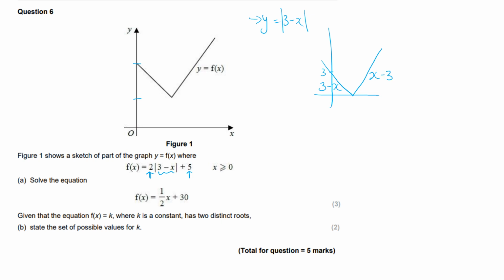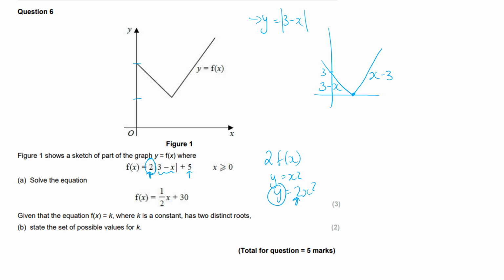Now what's happened is we've multiplied it by 2. So if you think when you've got 2 times a function, if you had y is equal to x squared or y is equal to 2x squared, a 2 on the front is going to just multiply all the y coordinates by 2.